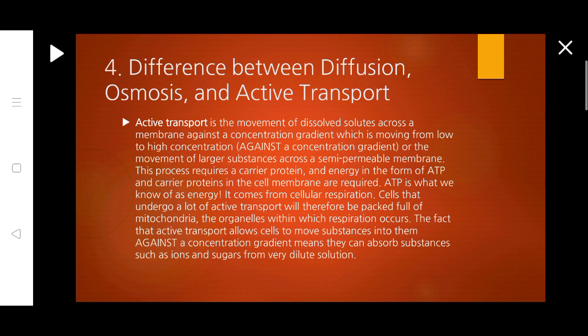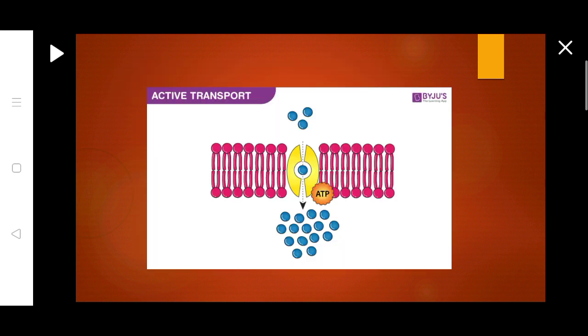ATP is what we know of as energy. It comes from cellular respiration. Cells that undergo a lot of active transport will therefore be packed full of mitochondria, the organelles within which respiration occurs. The fact that active transport allows cells to move substances into them against a concentration gradient means they can absorb substances such as ions and sugars from very dilute solution. So this is an illustration of how active transport works.